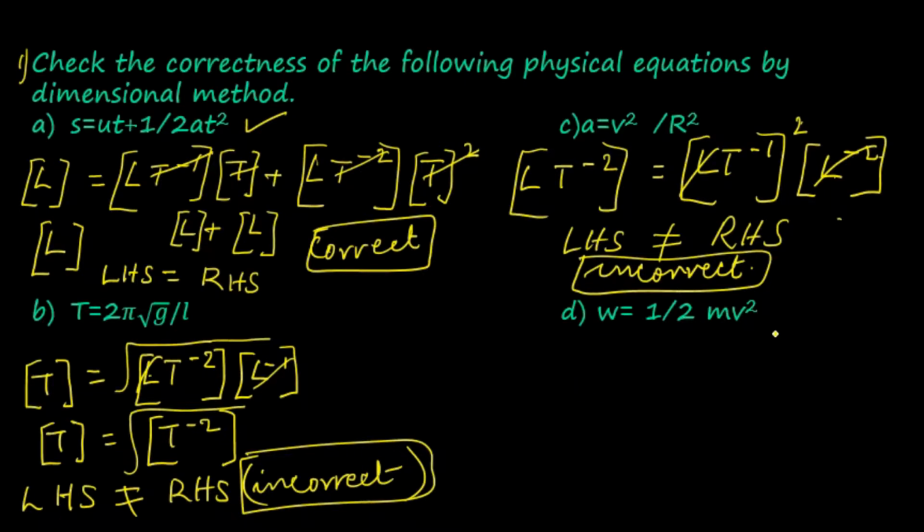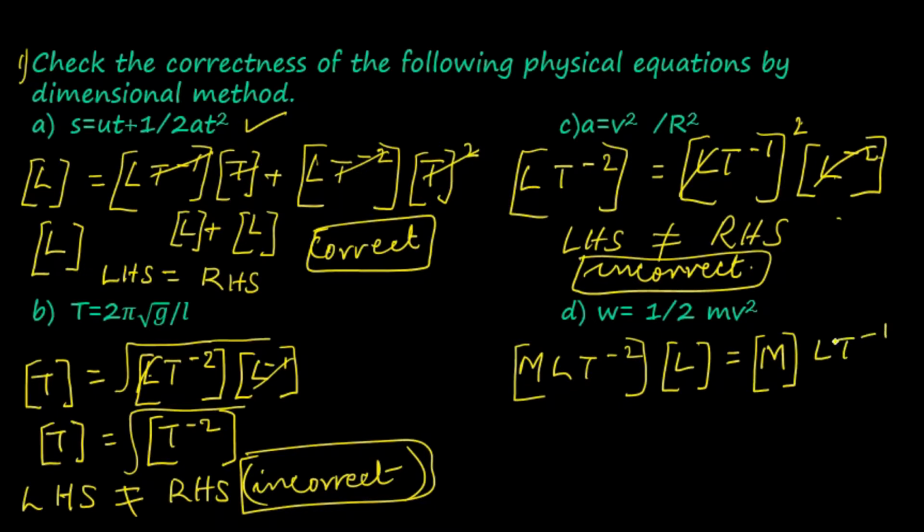Let us take up the last one. Work done is equal to force into displacement. That is mass into acceleration into displacement is equal to half mv square. So the expression for work done becomes ma into s. That becomes M L T raised to minus 2 into s, that is L, equal to half has no dimension, so it is omitted, then M V square, L T raised to minus 1 the whole raised to 2.